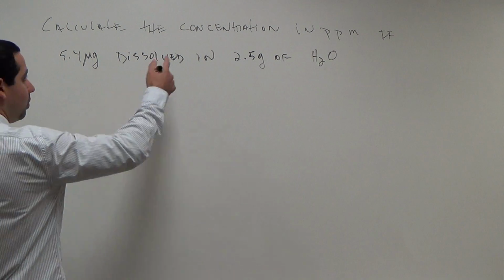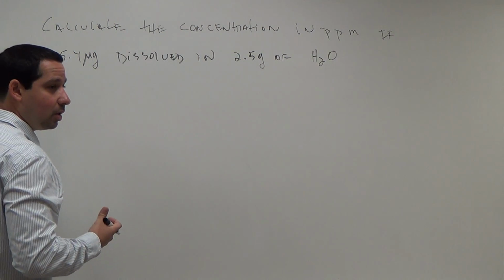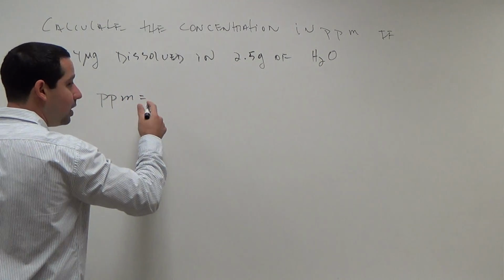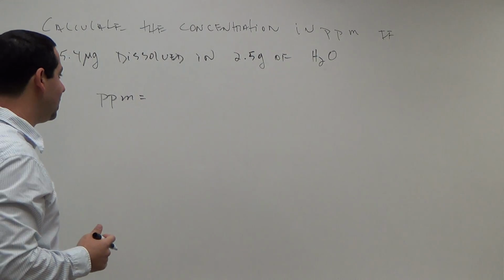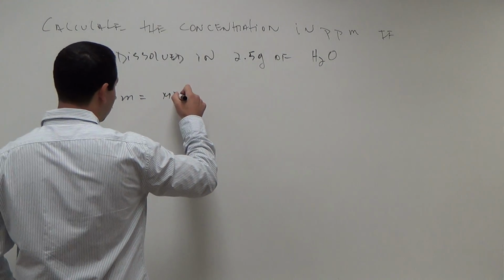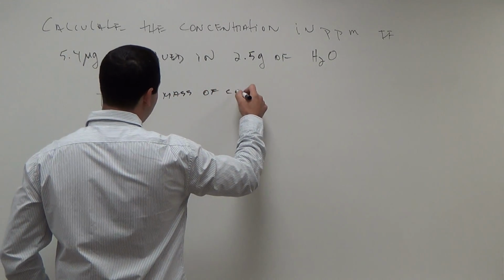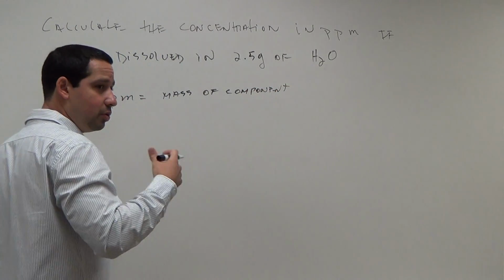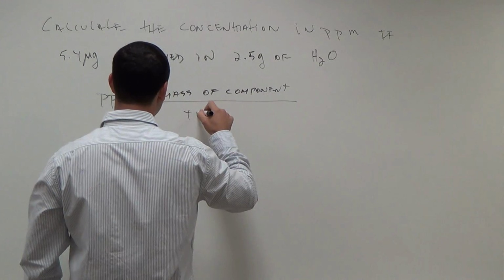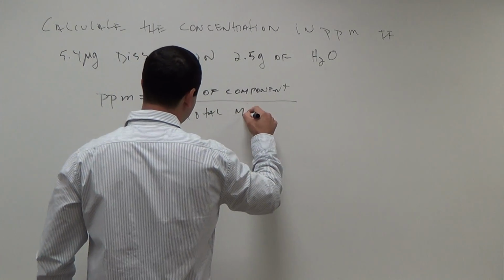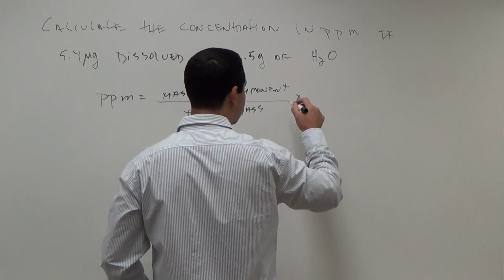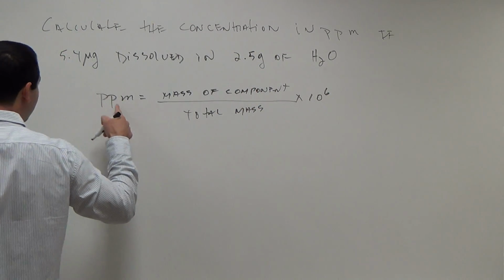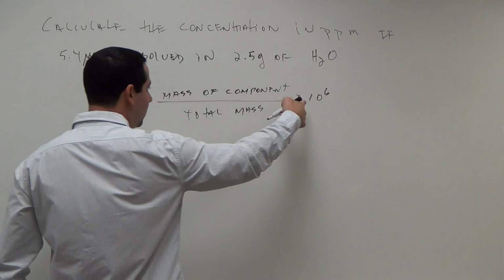All right, so we are looking for what, guys? Tell me. ppm. If we're looking for ppm, we should write what? The ppm equation. What's the ppm equation? Mass of component, of course, the mass of the solute in this case, divided by total mass times 10 to the 6. This is why this is called parts per million. There's a million right there.